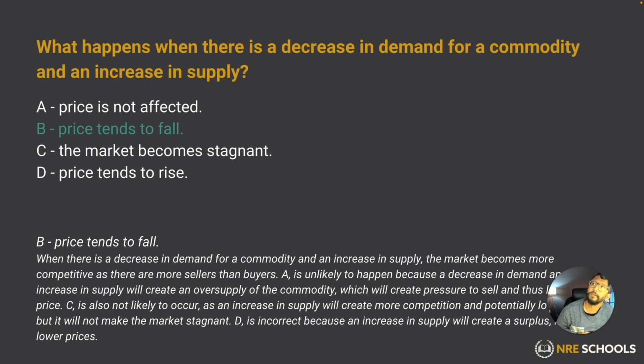What happens when there is a decrease in demand for a commodity and an increase in supply? A lot of buyers don't really want to buy. And in this case, the commodity is the house, and there's an increase in the supply. So what happens when there are a lot of houses for sale, but there's a low demand? Well, prices tend to fall. And that's what we have right here. B, prices tend to fall.